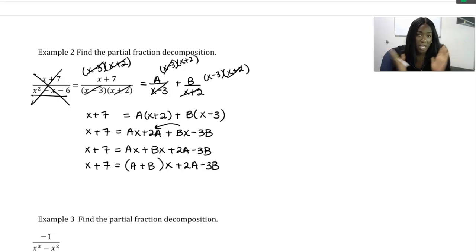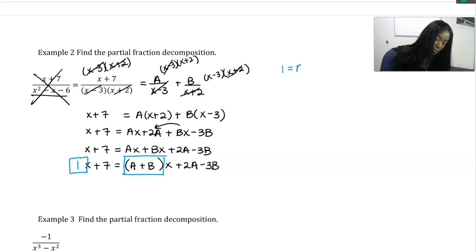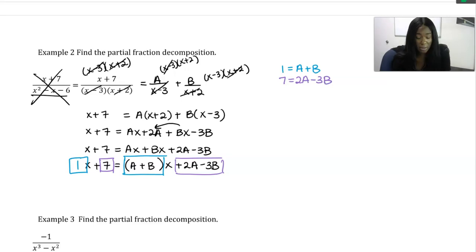Now we're ready to start equating coefficients. So we're going to look and see what is the number in front of x on the left side of the equation. It's a 1. You don't see it because it's a 1. Don't tell me it's 0. If it was 0, there would be no x. And the number in front of x on the right side of the equation is a plus b. So it must be that 1 is equal to a plus b. The number that has no variable on the left side of the equation is 7, and the number that has no variable on the right side is 2a minus 3b. So it must be that 7 is equal to 2a minus 3b. You see what I mean? This is a much simpler system of equations to solve.